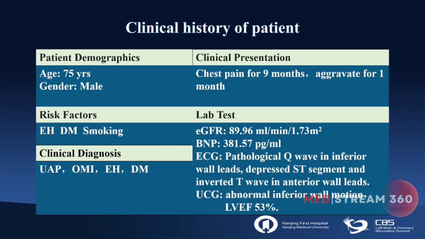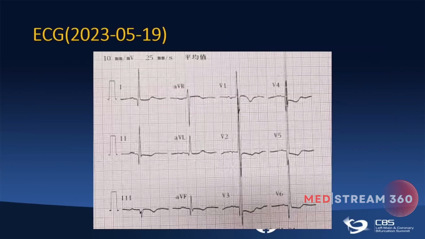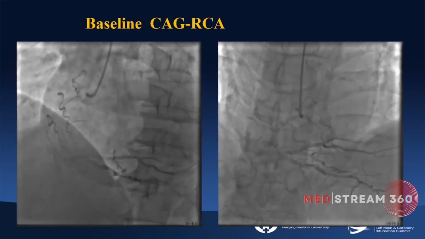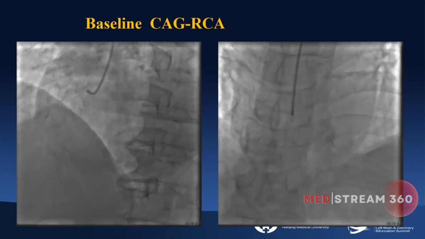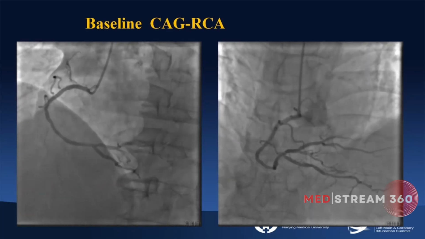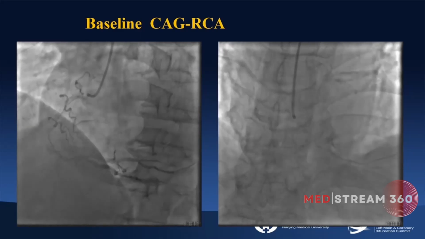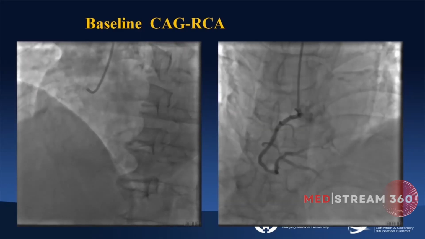leads. UCG showed abnormal inferior wall motion, and left ventricle ejection fraction is 53%. Clinical diagnosis is unstable angina and old inferior myocardial infarction, hypertension, and diabetes. From baseline CAG of RCA, we can see the stent implanted last year in proximal RCA is okay. Next.